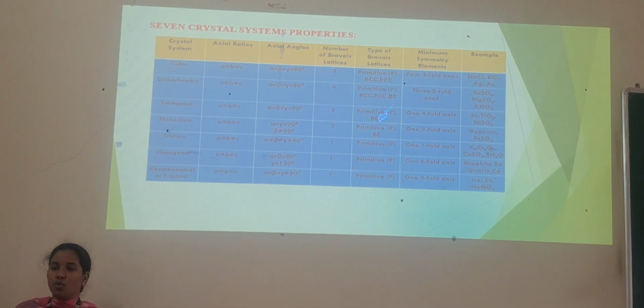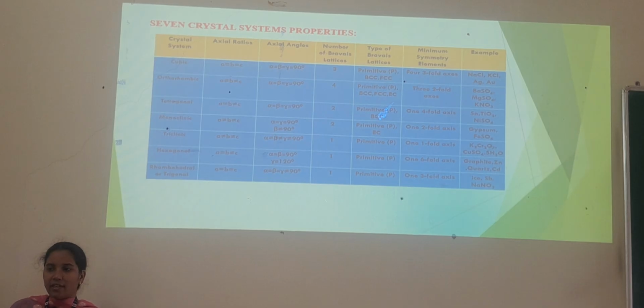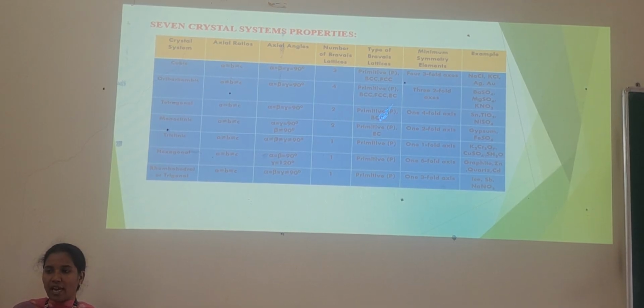You can see here for the cubic it is having the axial ratios, angles, number of Bravais lattices is 3, types of Bravais lattices are P, BCC, FCC, and examples for the cubic are sodium chloride, potassium chloride, Ag, Au. For the orthorhombic it is having axial ratios, axial angles, which I have explained earlier, and number of Bravais lattices is 4: primitive, BCC, FCC and EC, with 3-fold axis. And the examples are barium, BaSO4, MgSO4 and KNO3.